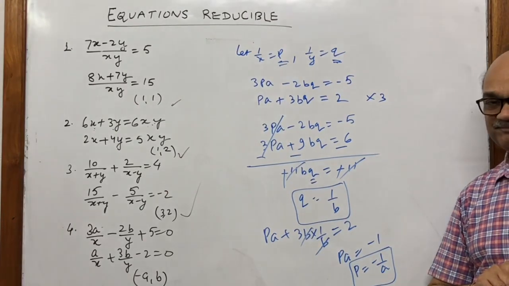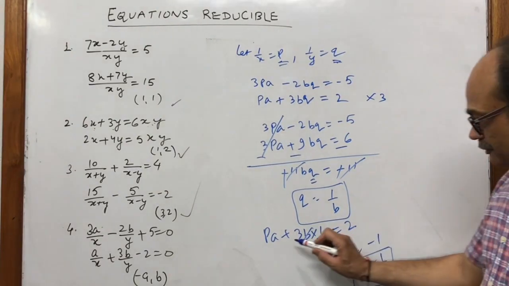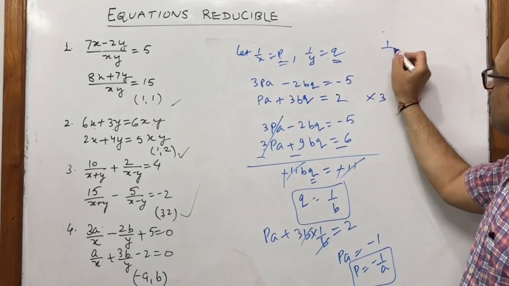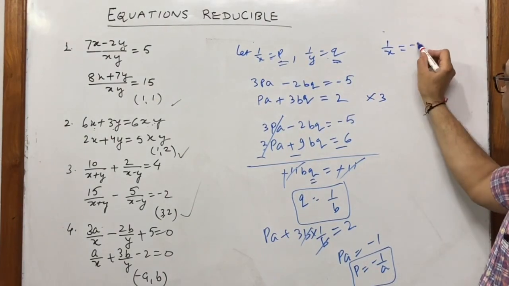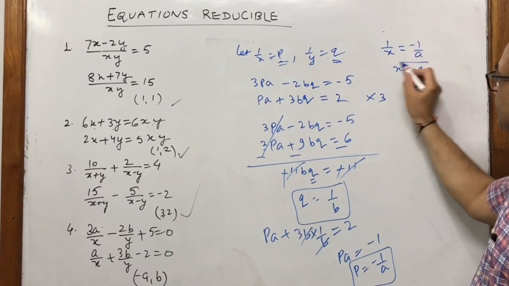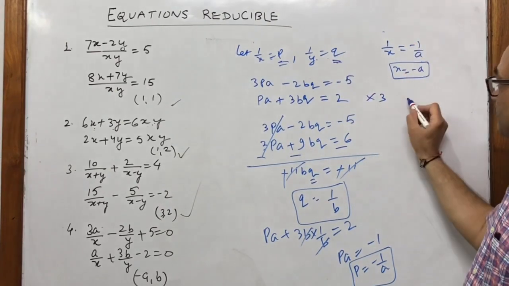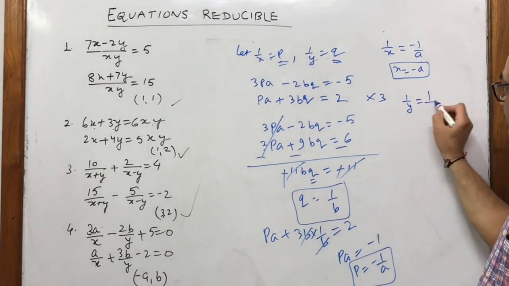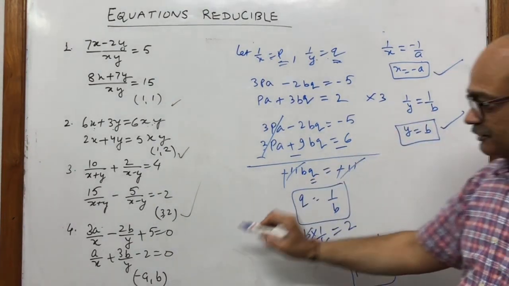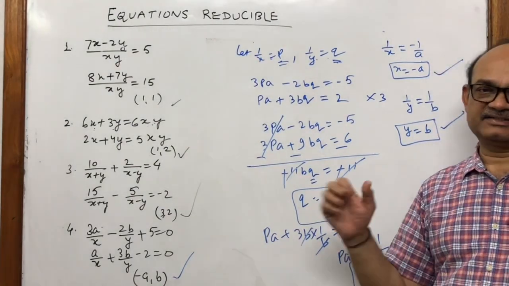पूरा नहीं हुआ अभी. We want to calculate x and y. Now substitute the value of P. P means here 1 upon x equals minus 1 upon a. Cross multiply, x equals to minus A. Correct? Q means 1 by y equals to 1 by b. So cross multiply, y equals to b. Our aim is to calculate x and y. Hence these are the answers of x and y.